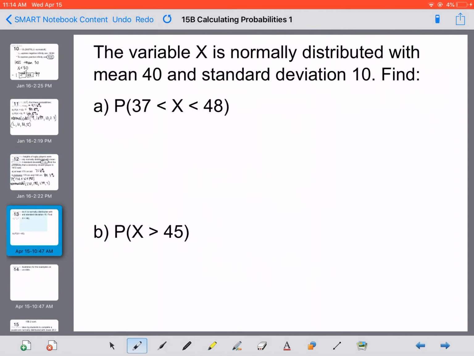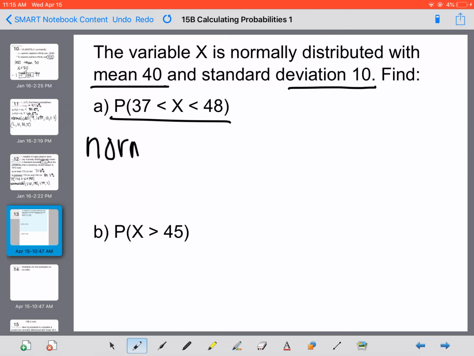Okay, so now let's look at a general one, and then I want to show you how to illustrate that, because sometimes you will have to be able to draw that graph. So I'm giving you a mean of 40 and a standard deviation of 10. And this one's just falling between your 37 and 48. So you're going to do that normal CDF.